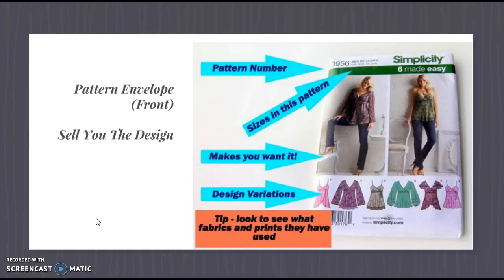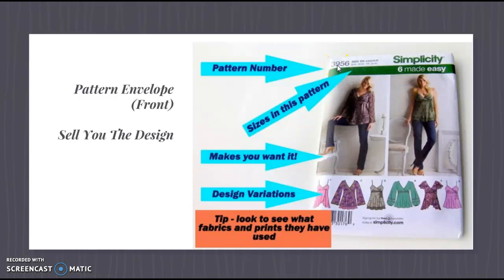So let's look at a pattern envelope. There's a lot of information on here. The front sells you the design, so you can see the model there. You can see the sizes that are in the pattern. You can see the pattern numbers. This is going to be something that's in the catalog, and then they're going to use the number to find the appropriate pattern.